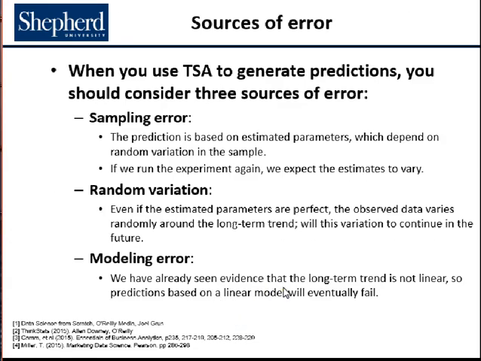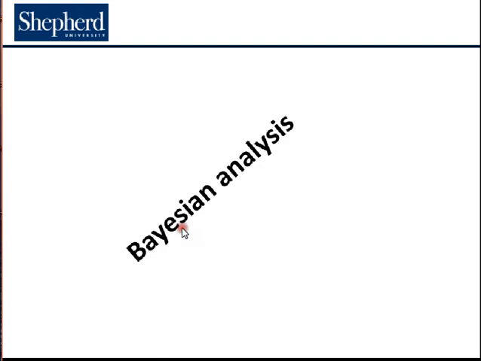So here are some sources of error that we might get in time series analysis. Sampling error, and that's if we run the experiment again, we expect the estimates to vary. It's just the nature, as we had discussed in our statistics lecture, of these types of statistical experiments. We're dealing with probabilities rather than exact outcomes. There's modeling error. We might be using a model that's not necessarily 100% a good fit for our particular data.